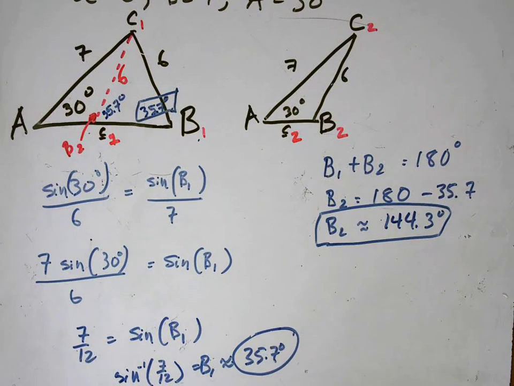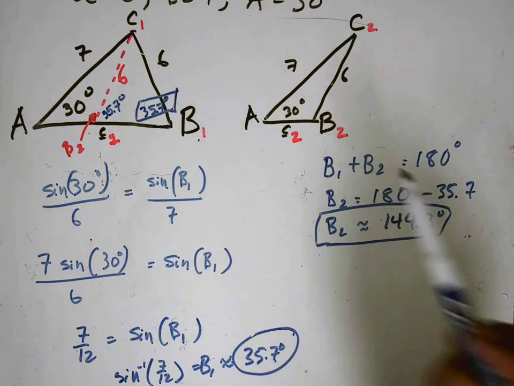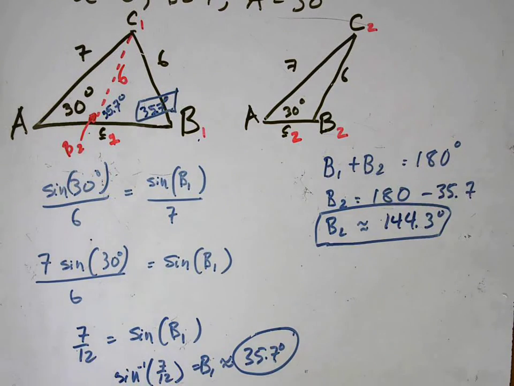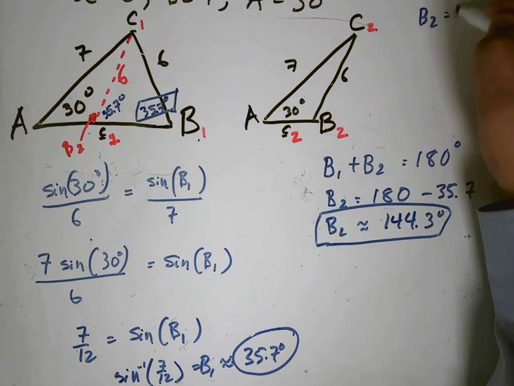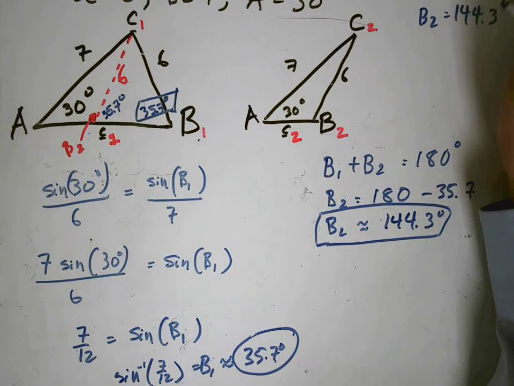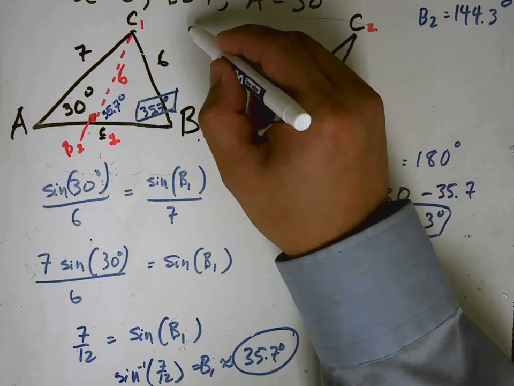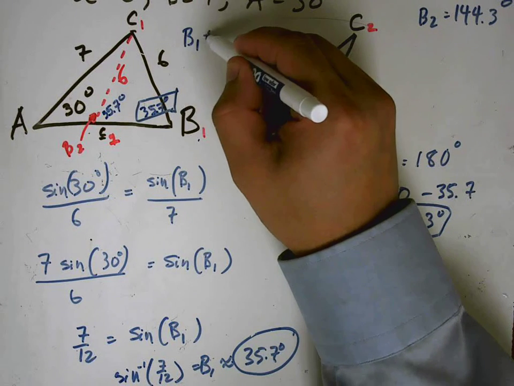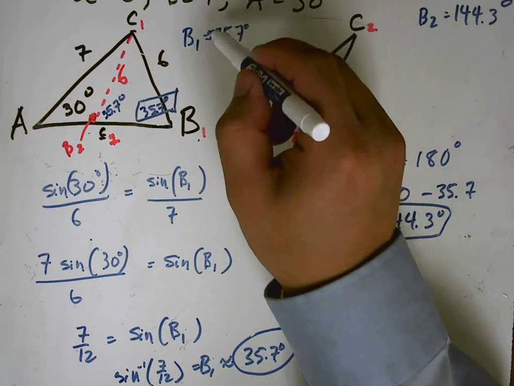So now we have an answer for both B1 and for B2. And now we can use both of these to solve the rest of our triangle. Okay, so let me just write these answers up here. So B2 is equal to 144.3. And I'm going to erase some of this stuff just to give myself enough room to answer the questions. I'm going to write over here B1 is approximately 35.7 degrees.